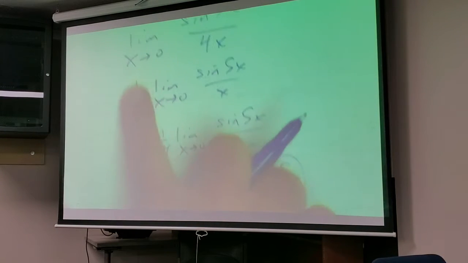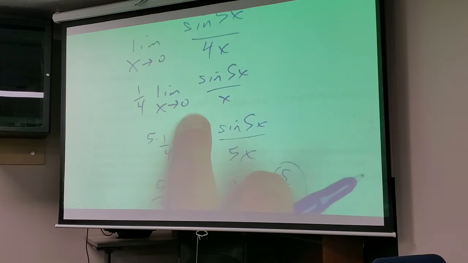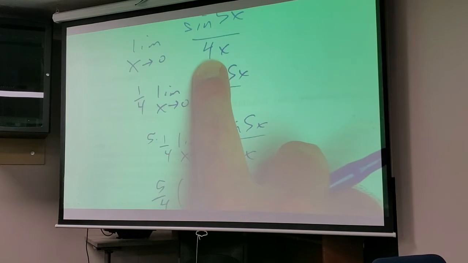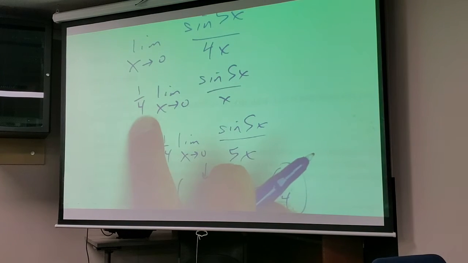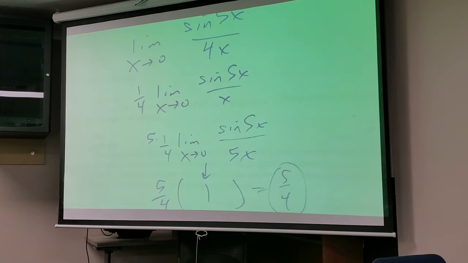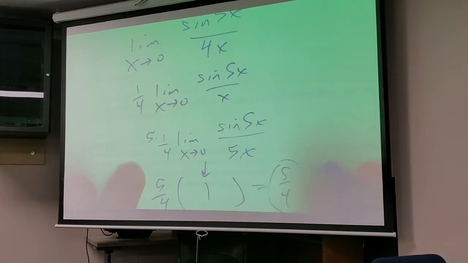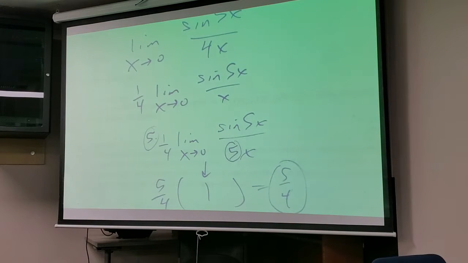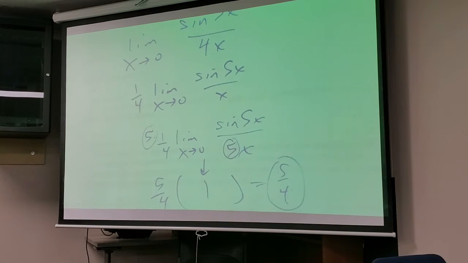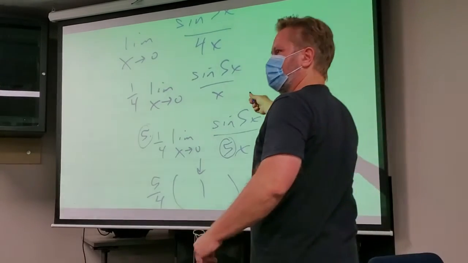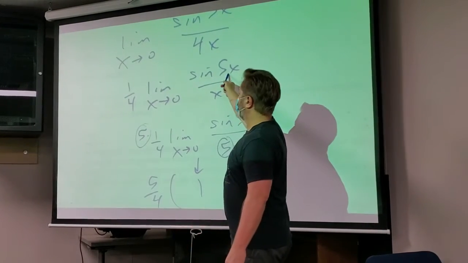Are you cool right here? Do you see how I took out a 1/4? Is that cool? So, to balance this out, all I really did was multiply the bottom by 5 and the top by 5. That's all I did. Because don't I want the denominator to be 5x? Do you see that? So it matches with this.